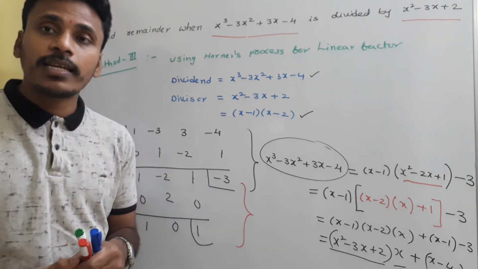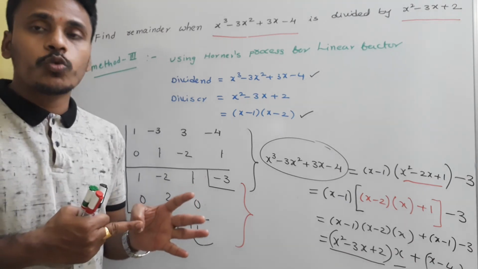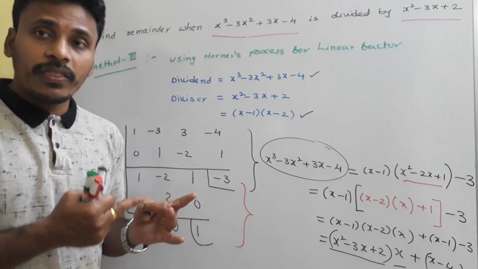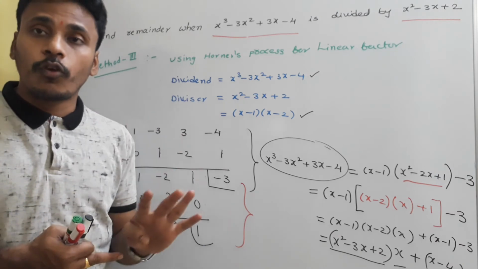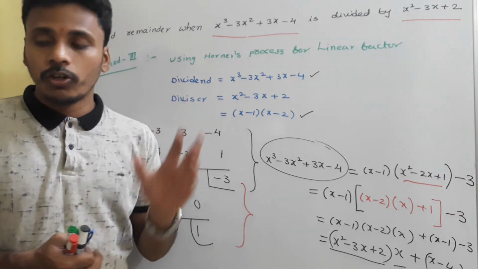I am discussing all four methods with a simple problem. Method 1 is usual division. Method 2 is division algorithm. Method 3 is Horner's process for linear factors. And then method 4, Horner's process for quadratic factor. Okay. Have a look.